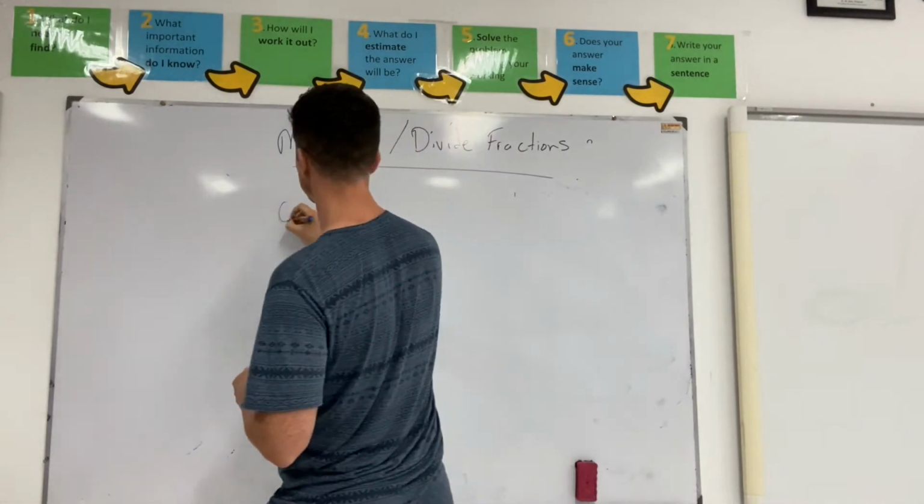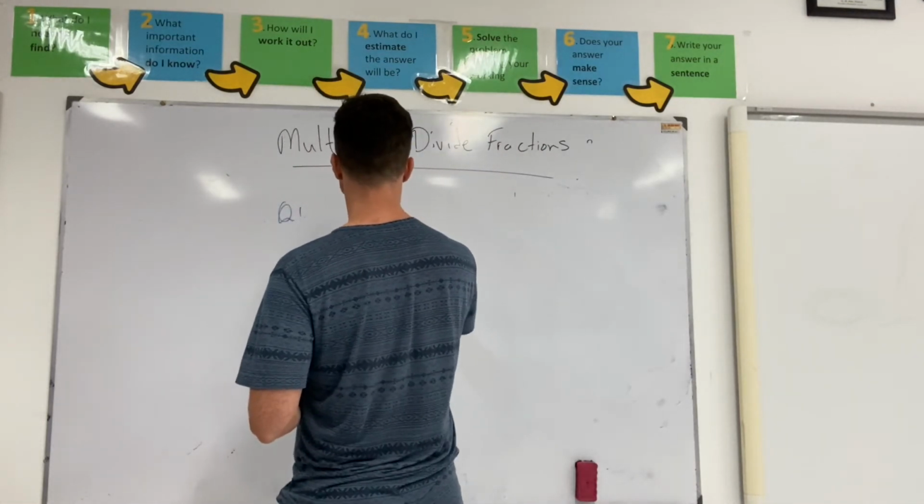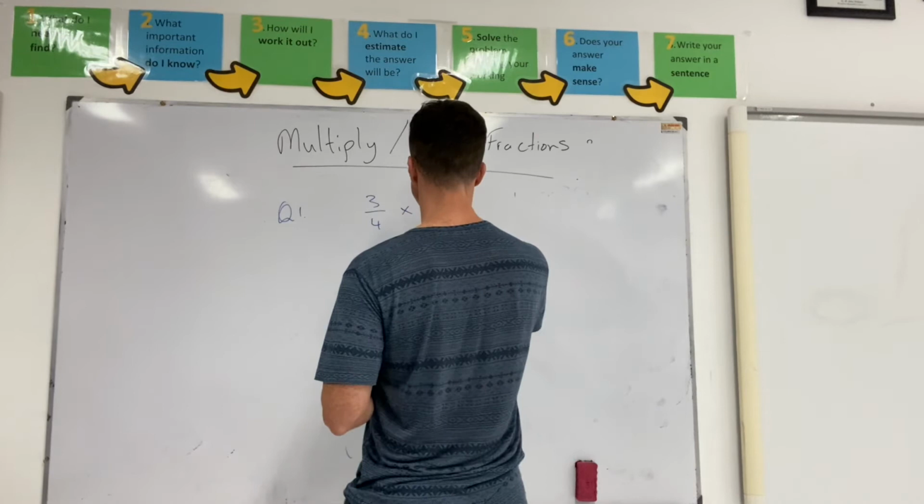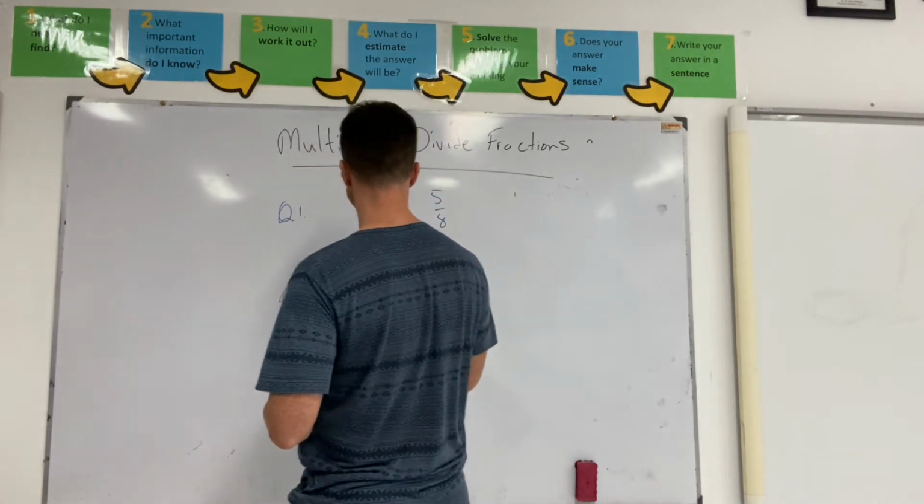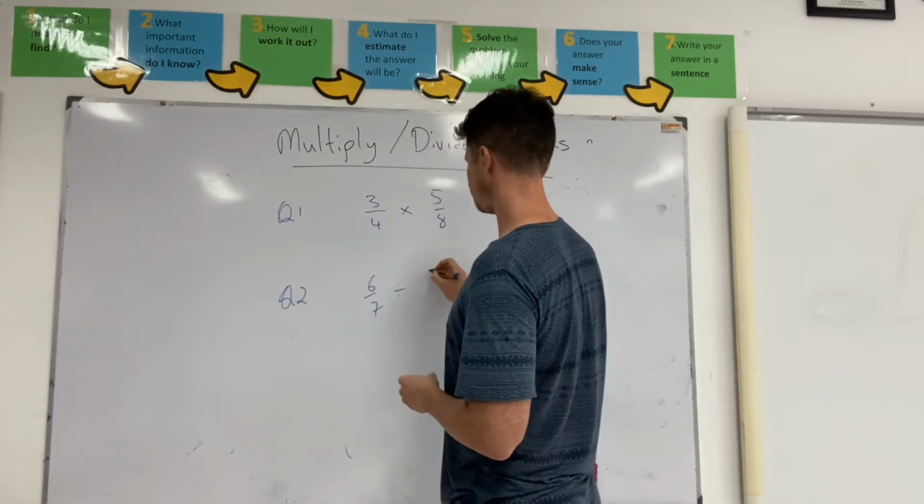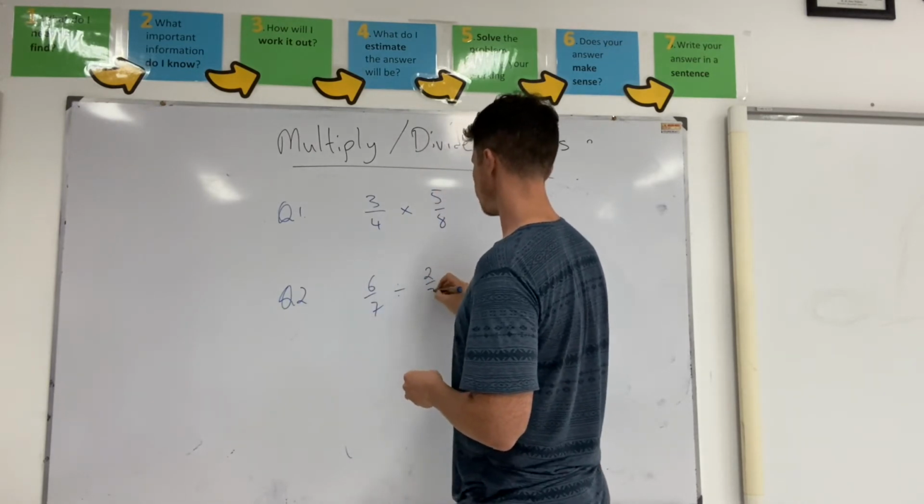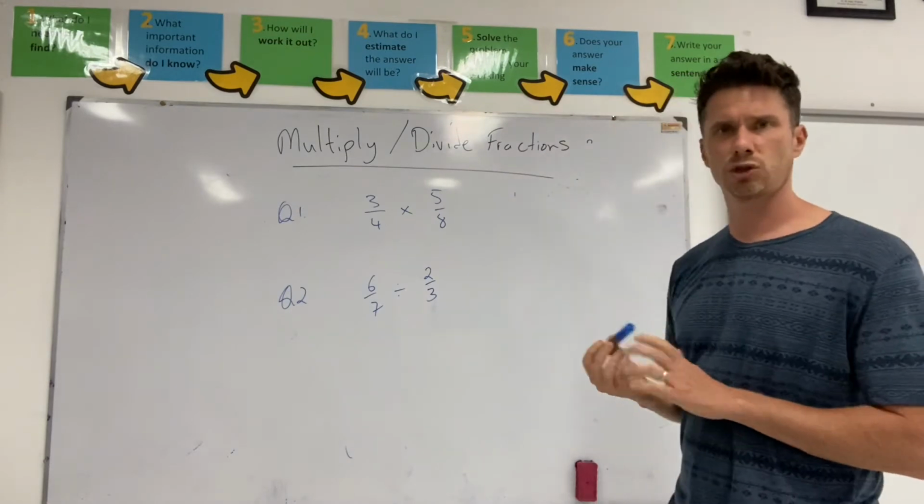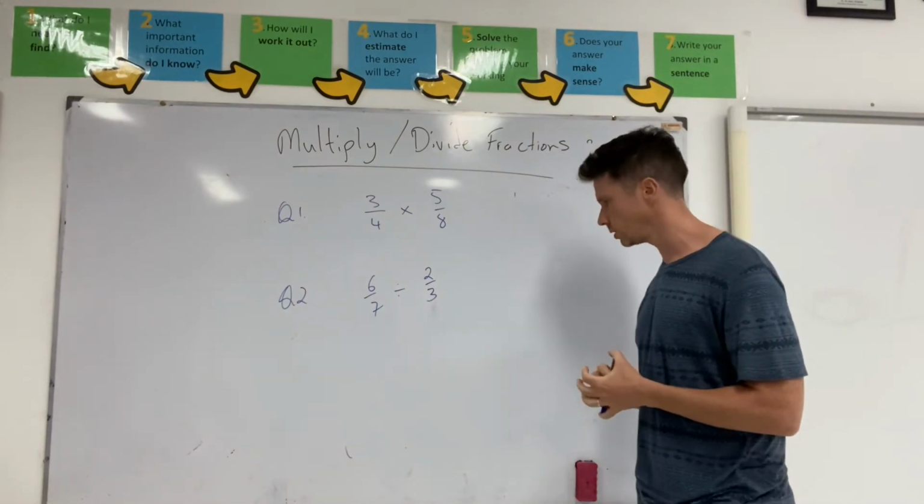The first question I'm going to do is 3/4 multiplied by 5/8. The second question I'm going to do is 6/7 divided by, let's do 2/3. These are straight fractions, no mixed or improper fractions here.